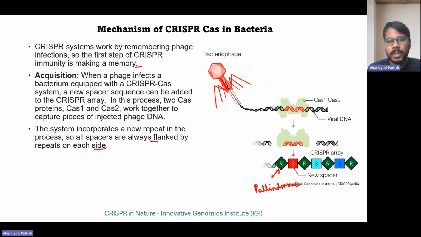So look at this figure very carefully. This is the bacteriophage injecting its genome into the bacterium, and Cas1 and Cas2 form a protein complex present in the bacterium. This complex helps in recognition of a particular sequence of the phage genome, known as the PAM sequence. This region is recognized by the Cas1-Cas2 complex, which then integrates this genomic sequence into the CRISPR array in the bacterial genome. Okay, so this is called the acquisition phase.